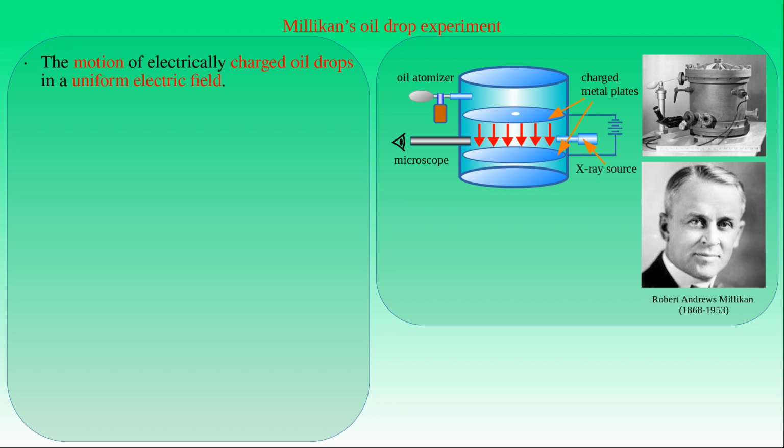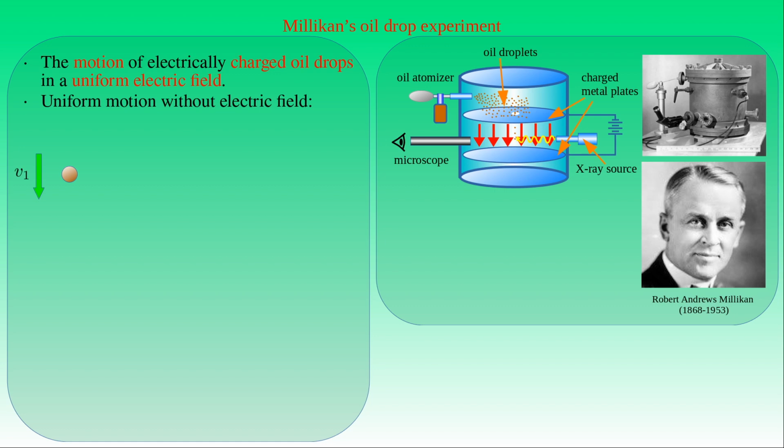A fine mist of oil droplets is sprayed into the space of the chamber above the plates by an oil atomizer. Due to gravity, the droplets fall, and some of them enter the space between the plates through a small hole in the top plate. When the air between the plates is ionized by a radiation from an X-ray source, the free electrons in the air attach to the falling droplets, making them negatively charged. The experiment starts with the measurement of the velocity v1 of the droplets without electric field.